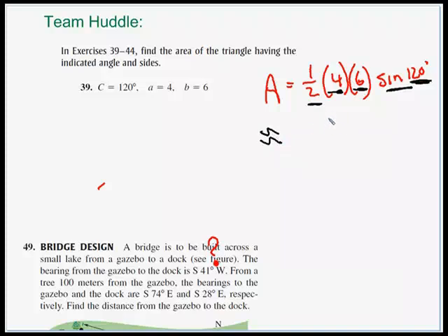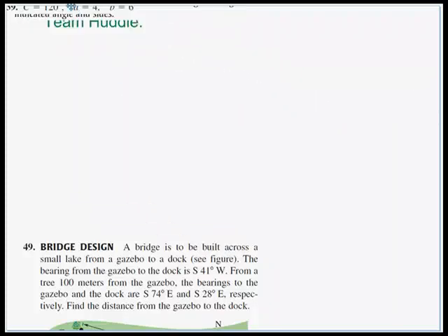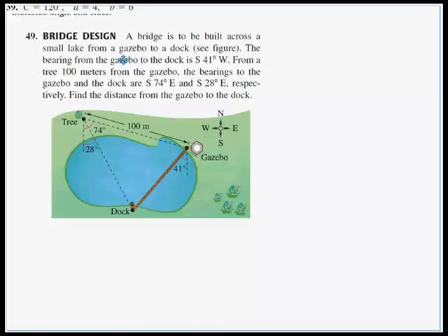And you're going to get the area is approximately 10.4, and they did not give us any kind of units, but it would be whatever units squared. Feet squared, meters squared, miles squared. So that was an easy one. The bridge problem is a little more involved.